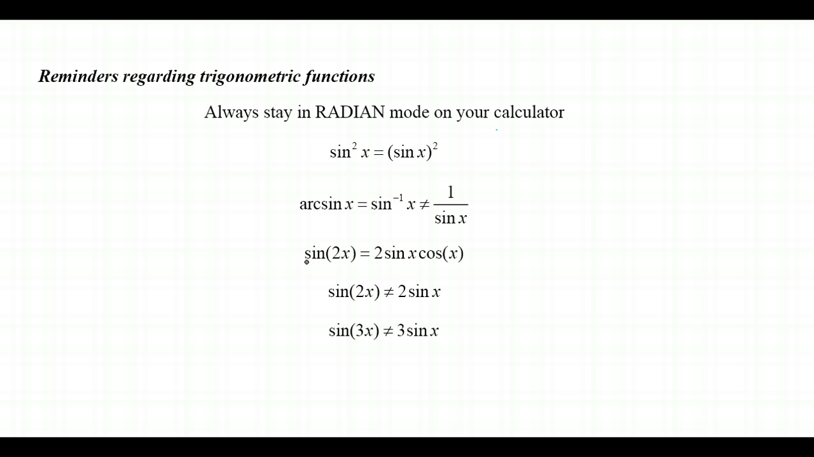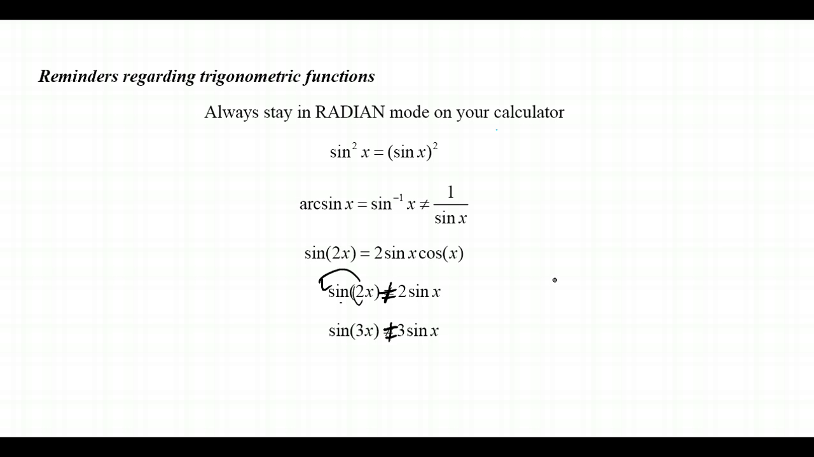The next thing is this is called the double angle identity. So sine 2x is 2 sine x cosine x. But more importantly, here's what sine 2x is not. Sine 2x is not 2 sine x. So in other words, you cannot just take this 2 and bring it to the front. That does not work. So these are does not equal signs right here. And same thing on the next one. So similarly, sine 3x is not 3 sine x. You can't just pull out the 3. It doesn't work like that.